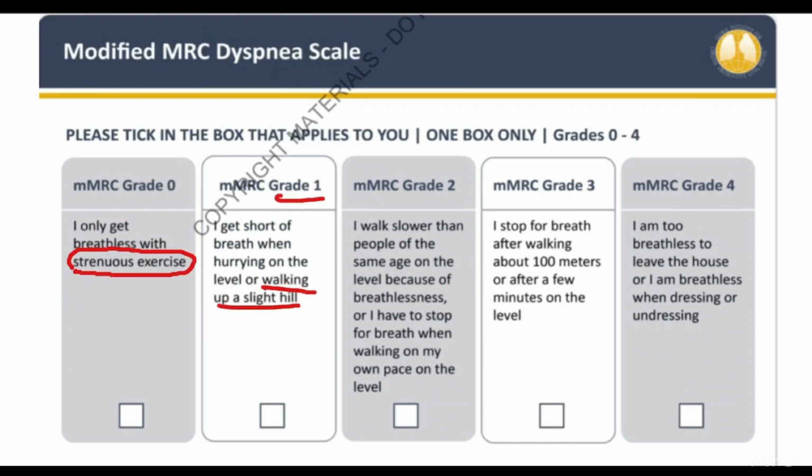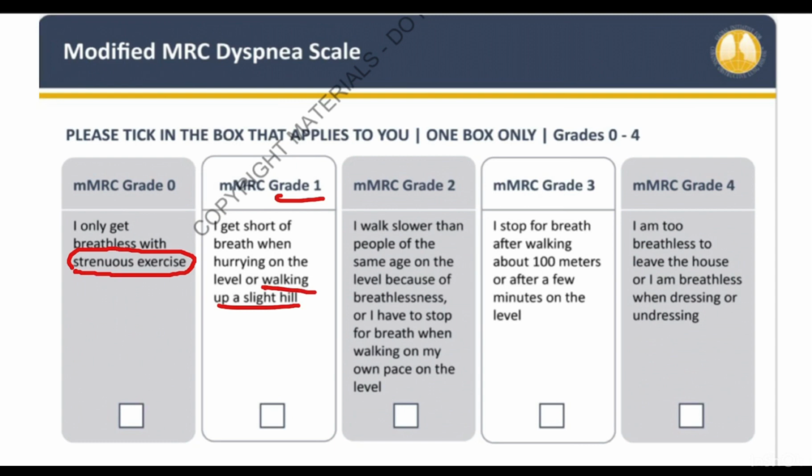So there are five grades: mMRC grade 0, 1, 2, 3, 4. Grade 0 is breathlessness only on strenuous exercise. So this is present in healthy individuals. So this is normal. Then comes grade 1. Grade 1 is breathlessness on walking slightly uphill, or walking slightly up.